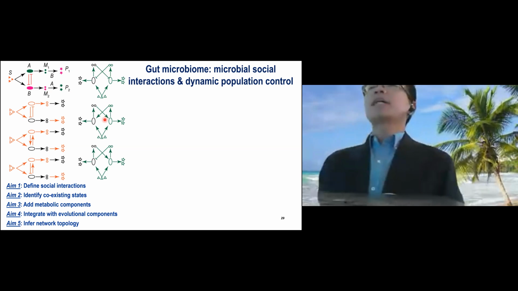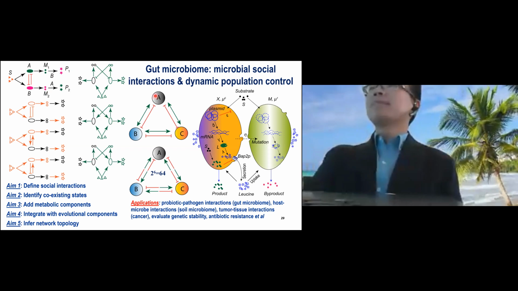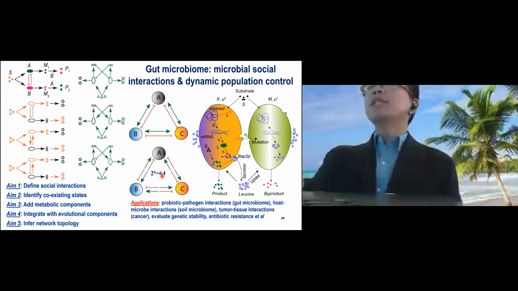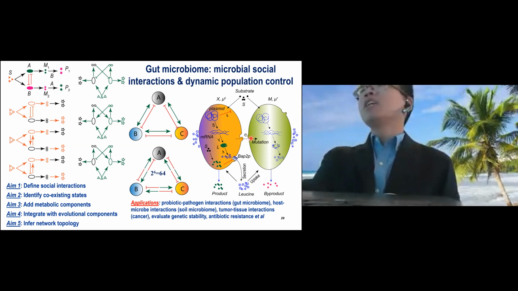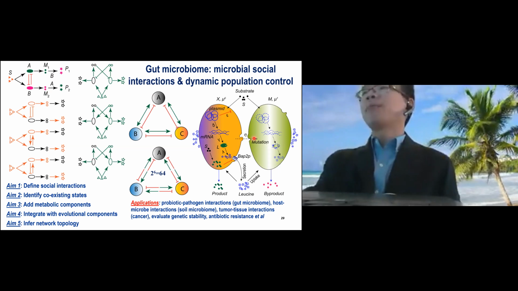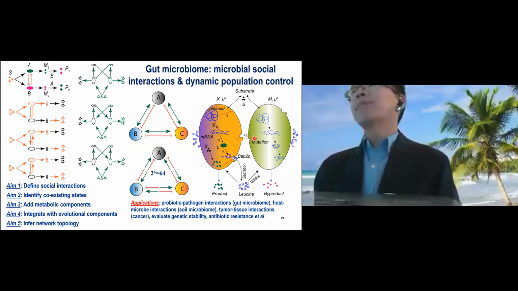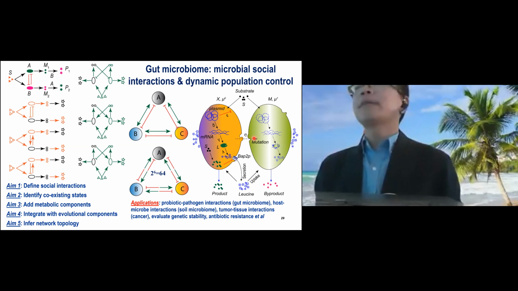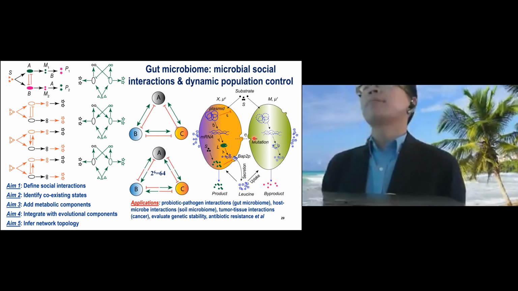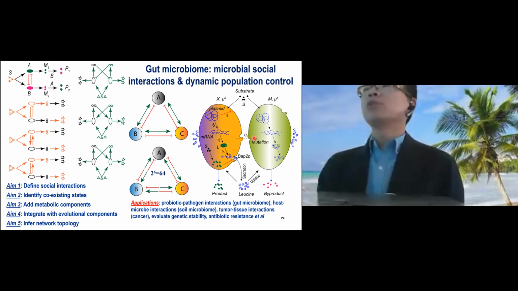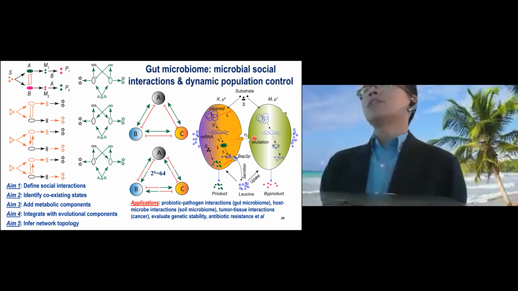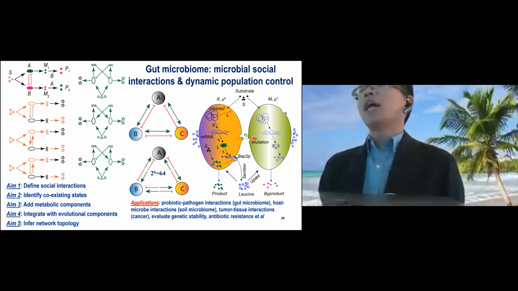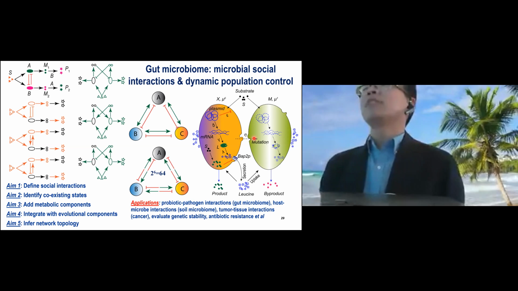How do we define the social interaction? How do we identify the coexisting states? Even for a 3-species population, we may have 64 different social interactions. If you consider mutation, evolution, and genetic instability, there are even more interesting phenomena. So we can understand probiotic pathway interaction in the human gut system. We can combine with the microfluidics professor in our department. We also have host-microbial interaction, for example, the soil microbiome on plant roots. For biomedical applications, we can understand the tumor and normal tissue interaction, and evaluate genetic stability and antibiotic resistance.